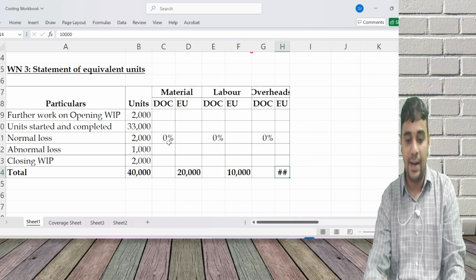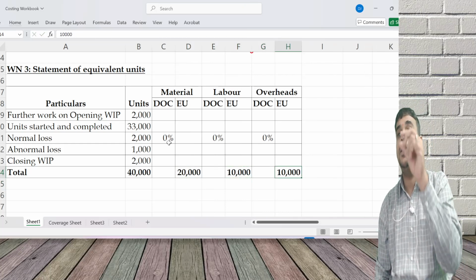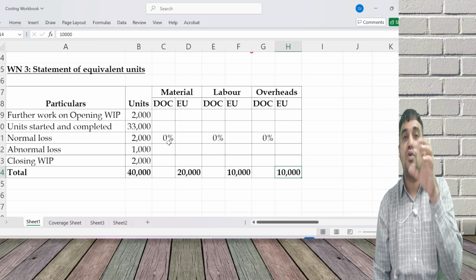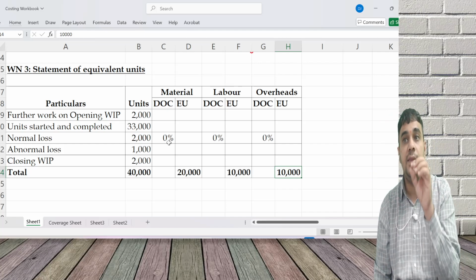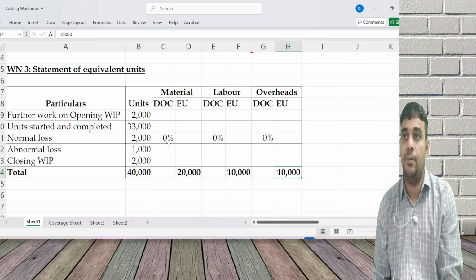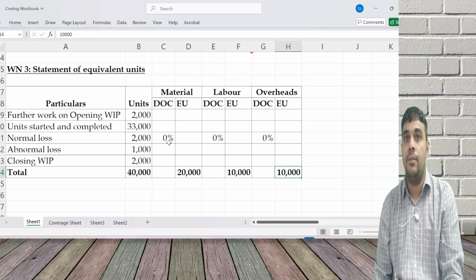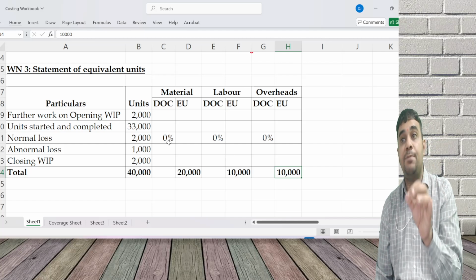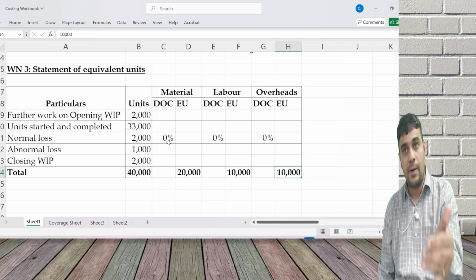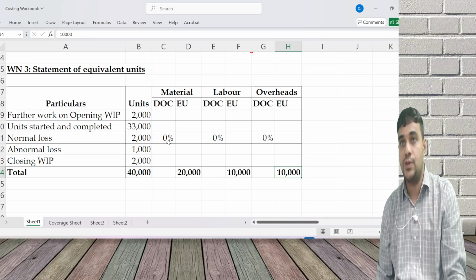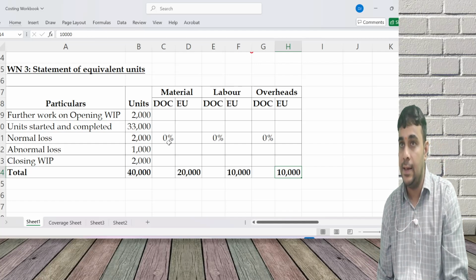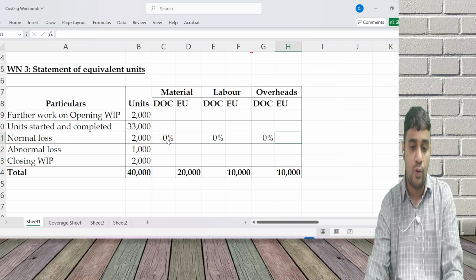10,000, some random number I have put. In this, this will be the denominator. So the rule very clearly says in the number of units denominator, normal loss should not come. Normal loss should not come because our formula used to be what? Expected output. What is expected output? Processed production minus the normal loss. So I have to remove the normal loss. How do I remove it? By writing 0%. Wait for some time. I don't want you to write anything.